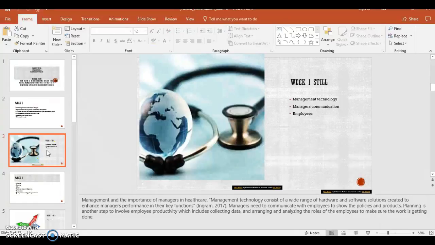Week 1, still we're talking about management technology, managers and communications, and employees. Management and the importance of a manager in healthcare. Management technology consists of a wide range of hardware and software solutions created to enhance managers' performance in their key functions. Managers need to communicate with employees to show their policies and procedures. Planning is another step to involve employee productivity, which includes collecting data and arranging and analyzing the roles of the employees to make sure the work is getting done.